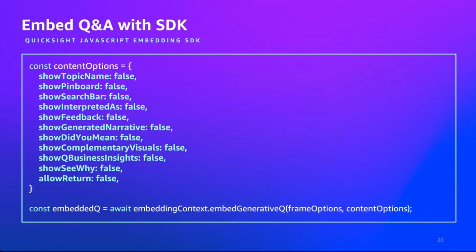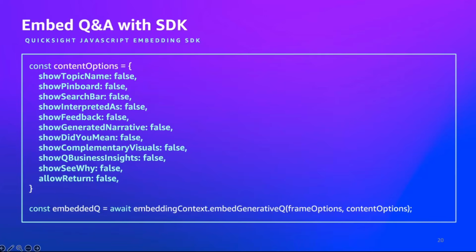So this is a very similar example, but specific to Q&A. So once again, the method at the bottom that we're calling, instead of embed console or embed dashboard, is now embed generative Q, but we're still passing in frame options and content options. Frame options just isn't shown in the slide because we're running out of space. But as you can see in content options, we have tons of new options available that you can enable or disable by setting to true or false.